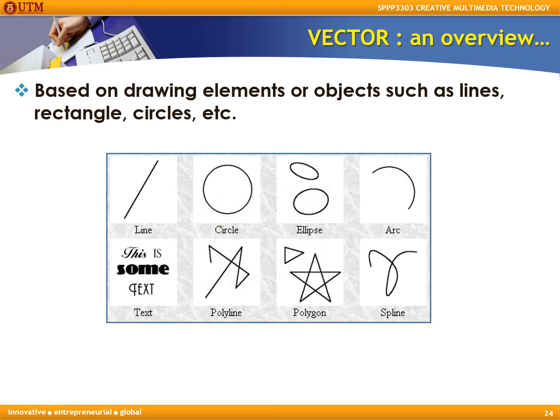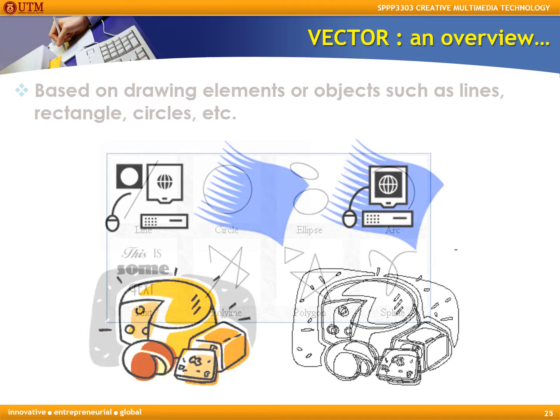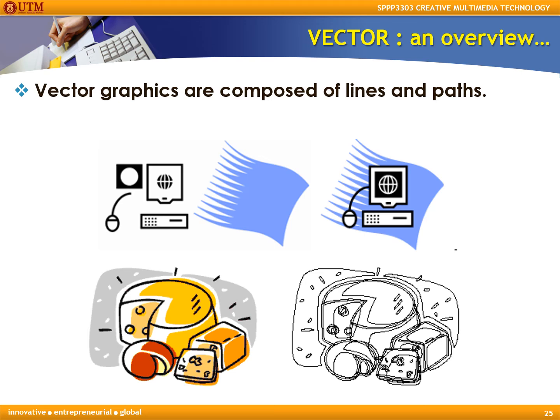So how this actually works is not according to dots or pixels or squares. No, it's actually based on drawing elements or objects such as lines, rectangles, circles, etc., as we can see. So one more time, vector graphics are composed of lines and paths. It's all about the lines, and then you fill them with a color.